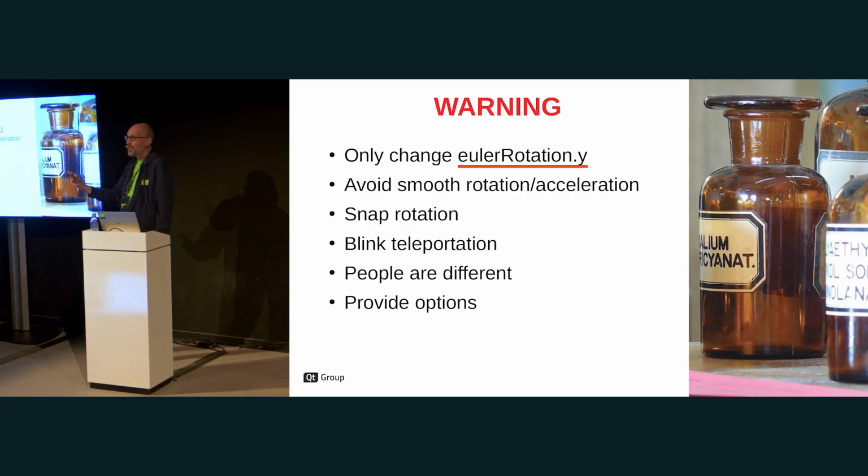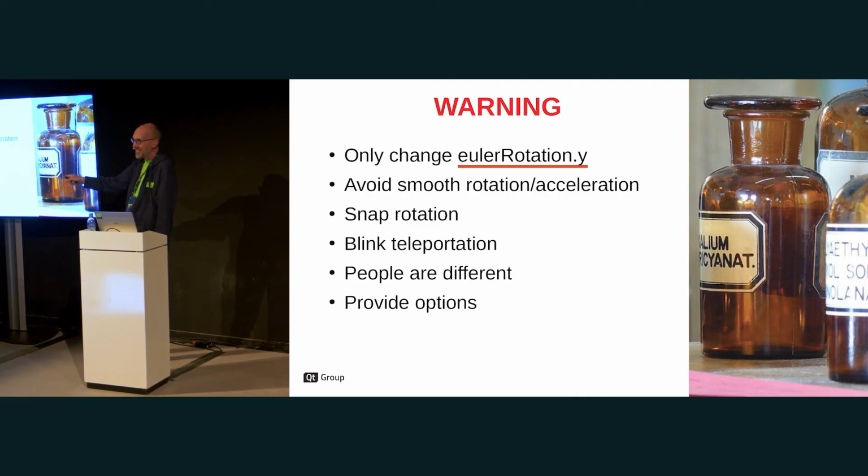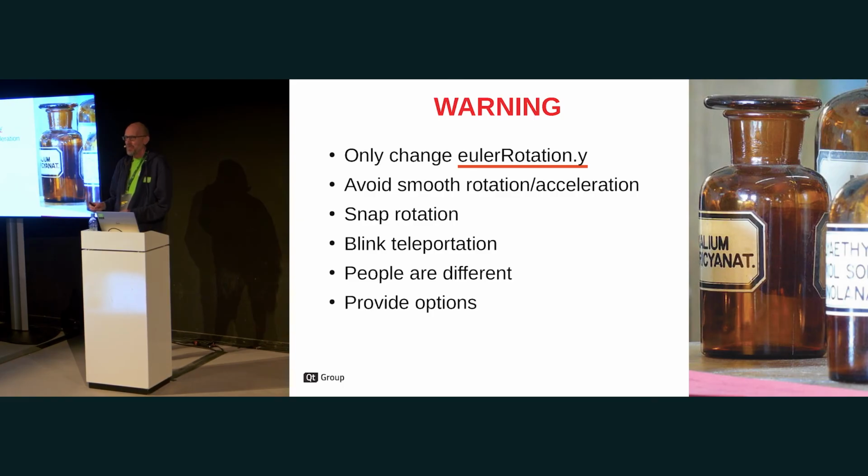Also, be very careful. There are two separate rotation properties. Euler rotation is the one with 3 axes. Rotation, which is very tempting to use, is a quaternion, which I think is a hyper-complex number or something like that. At least it is hard to understand. It has a y. If you change it, it's not going to end well. Don't ask me how I know this.